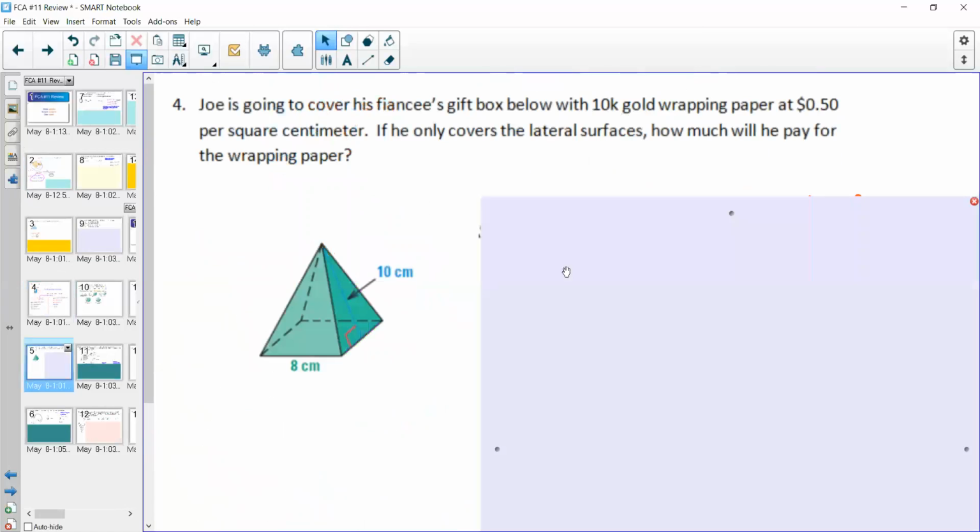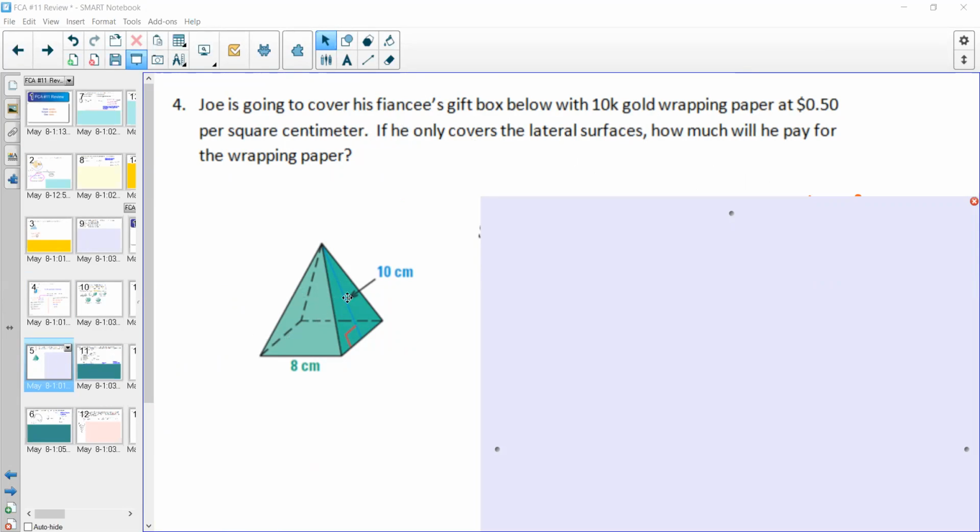All right, number 4, Joe is, hold on, let me move my chat box here. Joe is going to cover his fiance's gift box below with 10 karat gold wrapping paper at 50 cents per square centimeter. If he only covers the lateral surfaces, how much will he pay for the wrapping paper? So we need to recognize a couple things or know a couple things before we come up with a plan. One, what it means by lateral surfaces. He's only covering the lateral surfaces.